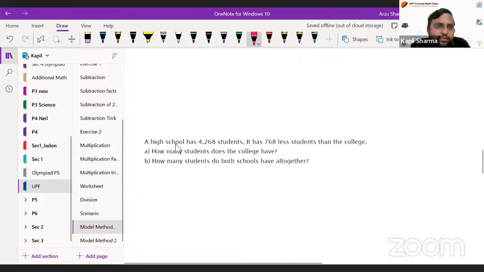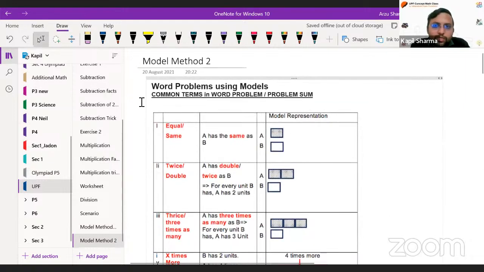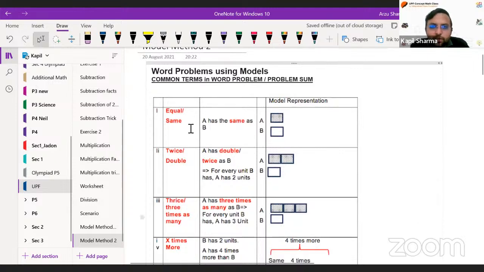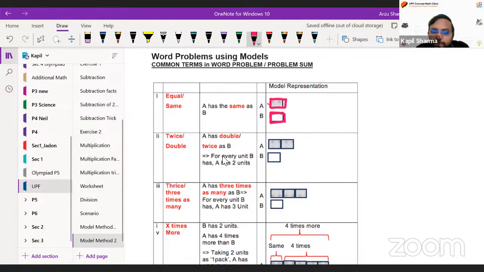Okay, so let's now discuss some other type of problems. Now let's quickly go through this diagram first. So let's say we have two quantities and they both are the same, then we can use a bar of the same size to represent both of them. And let's call the quantities A and B.